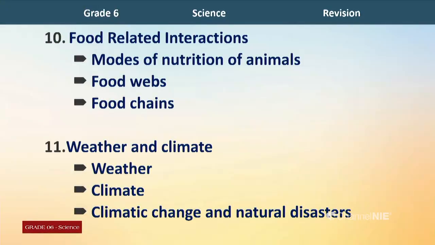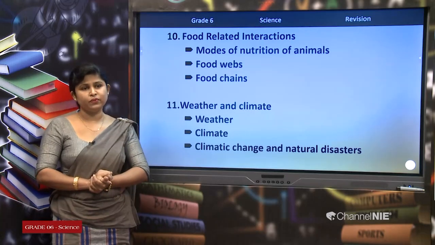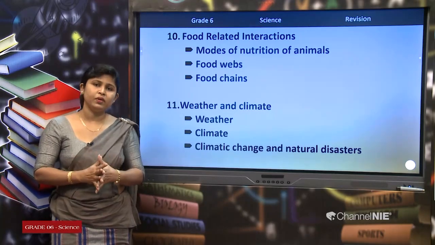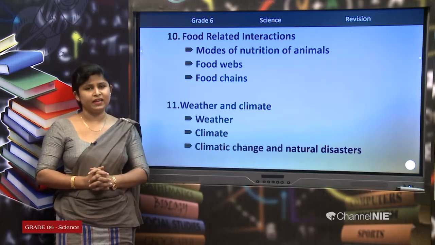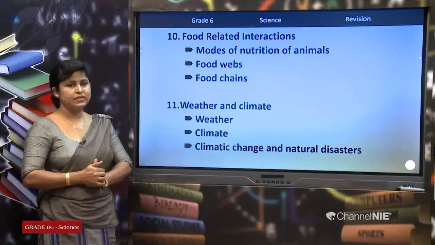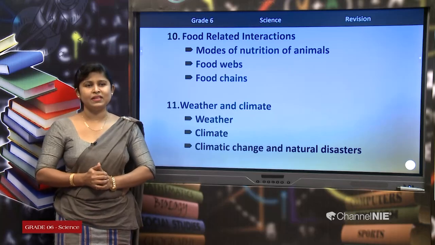In unit 10, we discussed food related interactions. What are the interactions based on food? You know, the plants produce food and the animals depend on the food produced by the plants directly or indirectly. Then the modes of nutrition of animals, different types of food taken by the animals. Some animals are herbivorous, some animals are carnivorous, and some animals are omnivorous. Then food webs. Several interconnected food chains are known as a food web. We have already discussed all these things.